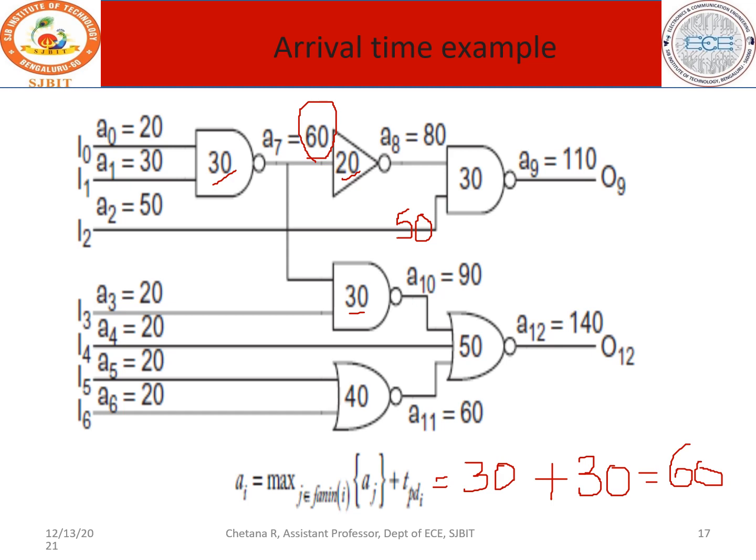On the same grounds, this is also calculated. So you have 60 here and 20 here. 60 is considered. 60 plus 30 is 90. Then here you have 90, you have 20, here you have 60. So it is 90 plus 50, which is 140. This is how we are able to calculate the arrival time.